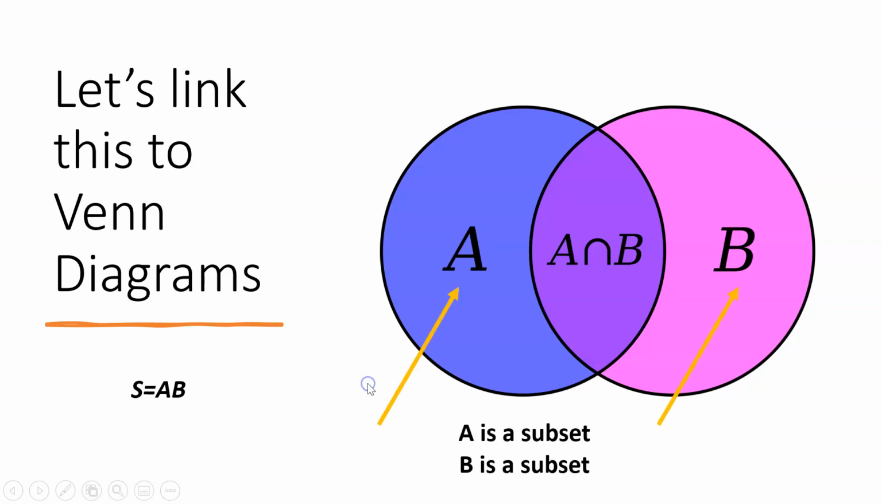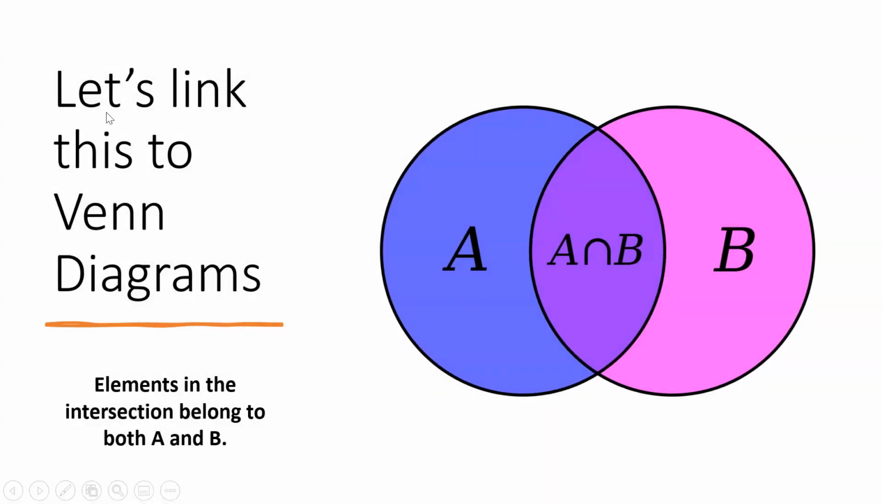So you can see A, you can see B. A is a subset of S and B is a subset of S. And our universal set is A and B. Let's link this to Venn diagrams.